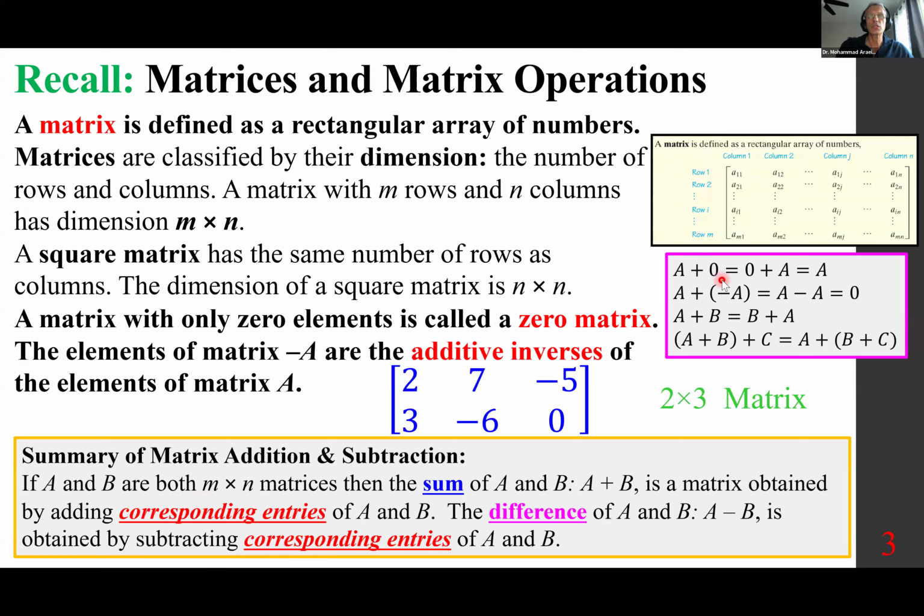So A plus 0, by the way, this 0 is not a zero number, it's a zero matrix, and it works just like numbers in essence. Remember, a number plus 0 is the number itself. So A plus 0 equals 0 plus A, again 0 is a matrix, is equal to A. A plus minus A, or A minus A, is 0. A plus B is B plus A, the commutative property of addition. A plus B plus C in any order is fine. That's called associative. So A plus B and then plus C is A plus the sum of B plus C.